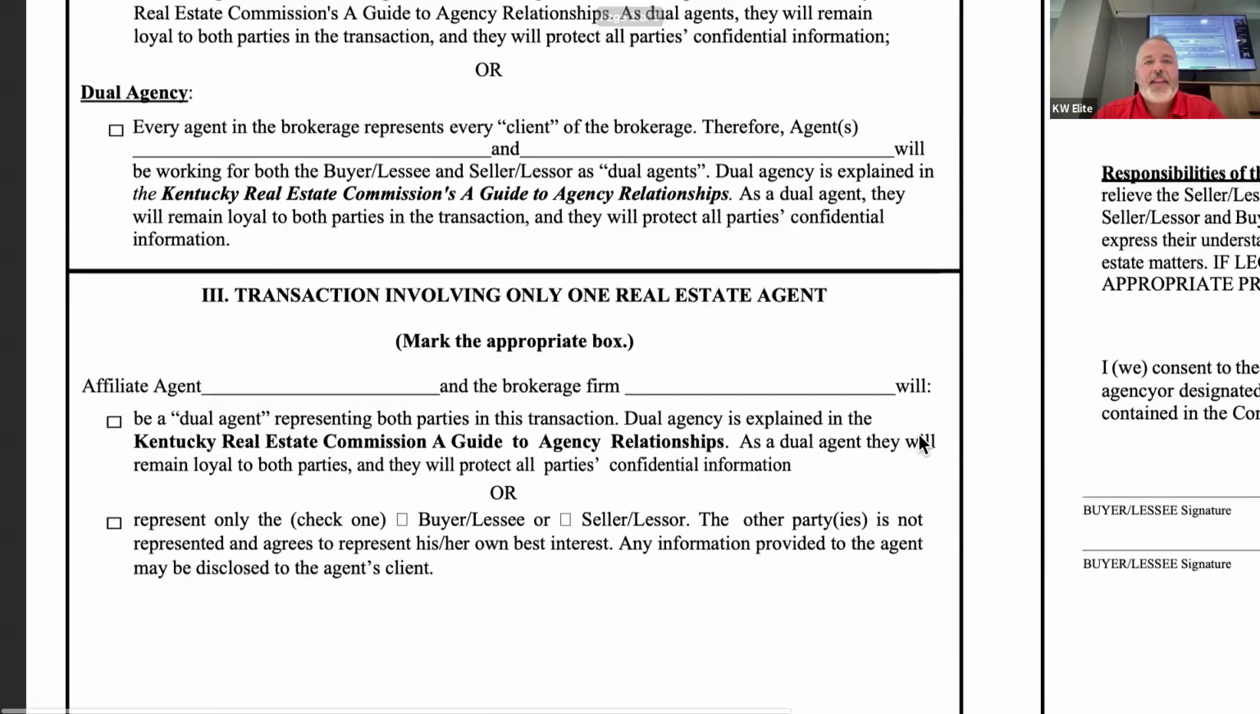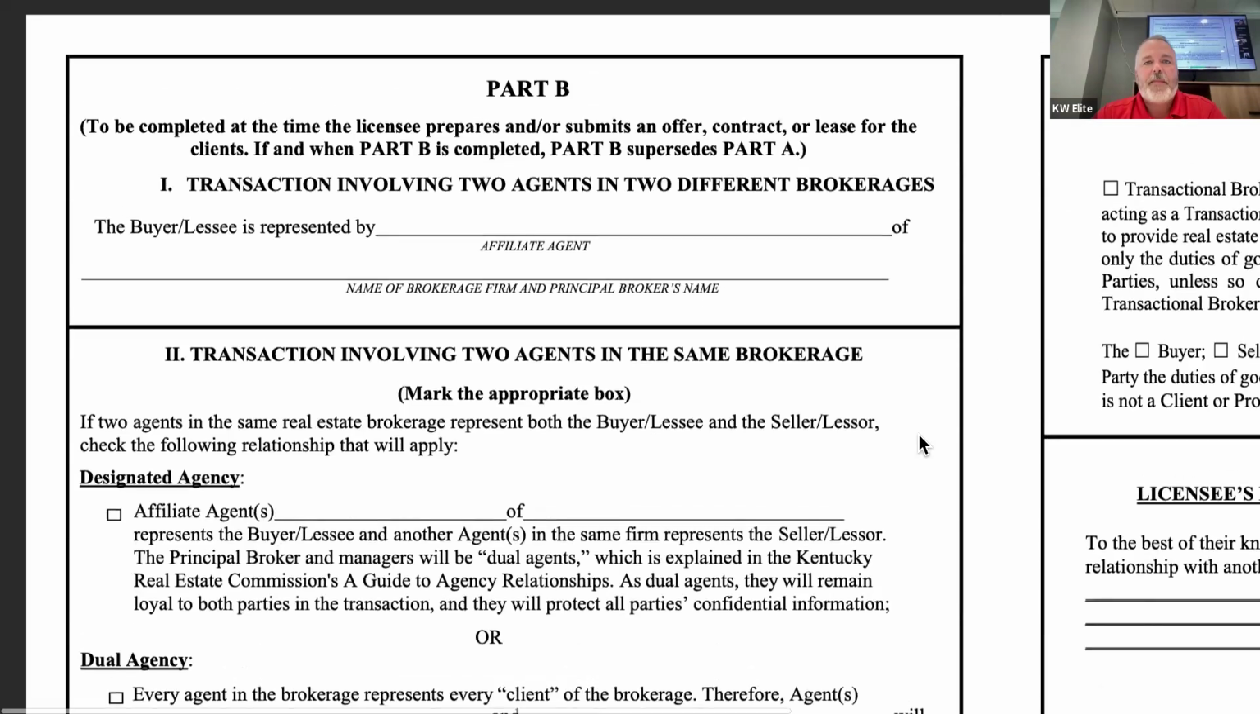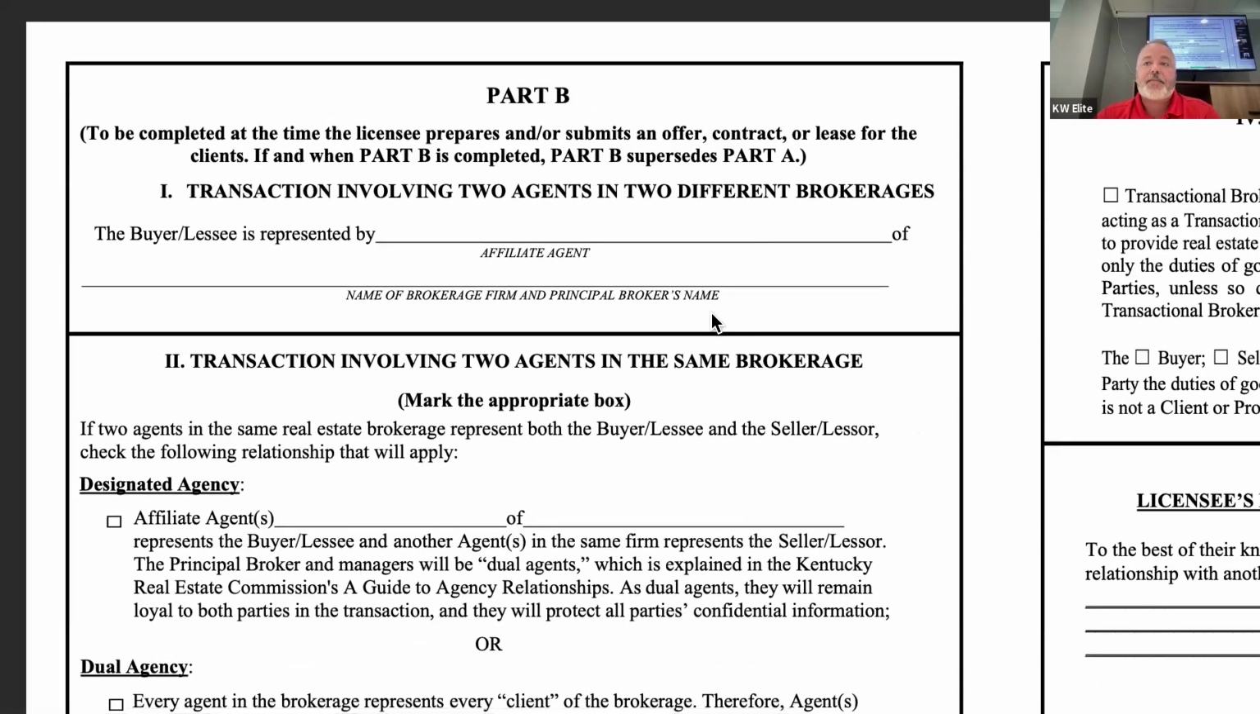Once we've gone through that, then we're going to come down to Part B. So Part B is the very next page. Now, I want to stop right here. If you're just doing a wants and needs, this is the first time you sat in front of a client, you don't fill out Part B yet. Part B comes once you actually get a property. They identify a property and they're ready to write an offer.